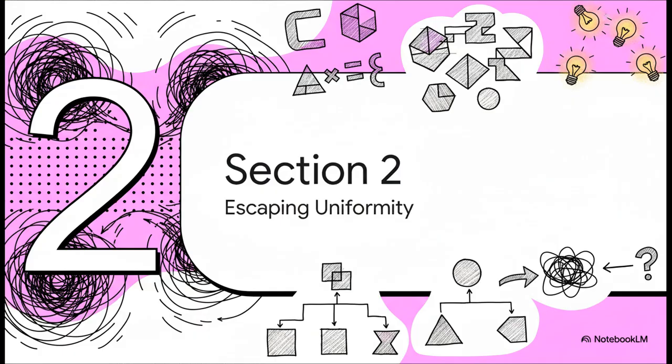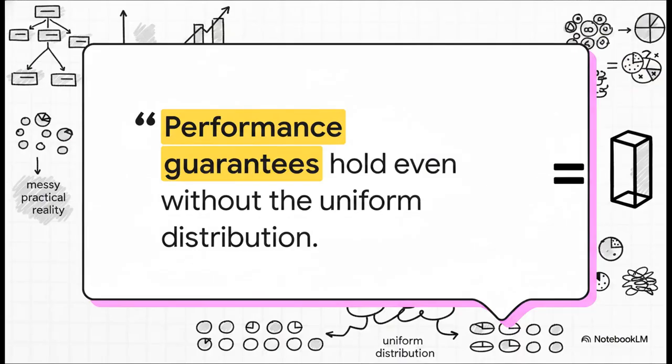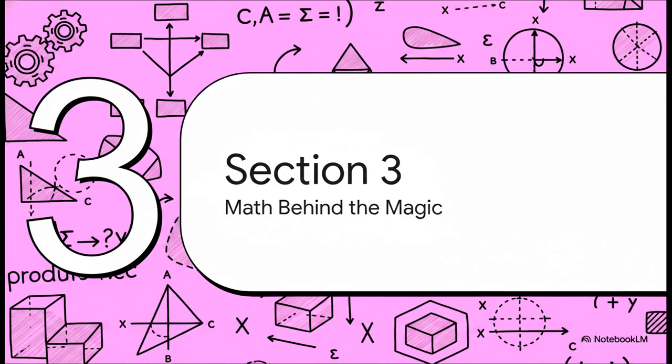Section 2. Escaping the uniform distribution. And that brings us to the actual breakthrough. The authors of this 2026 paper finally cracked the code. They extended the math to actually encompass these arbitrary product distributions. To quote the paper directly, "our main result demonstrates that the performance guarantees hold even without the structural convenience of the uniform distribution." Basically, the theoretical math finally, unequivocally matches the messy practical reality we actually work in. Your favorite heuristic doesn't just work by accident on your biased dataset anymore, it works because it is fundamentally, mathematically sound.